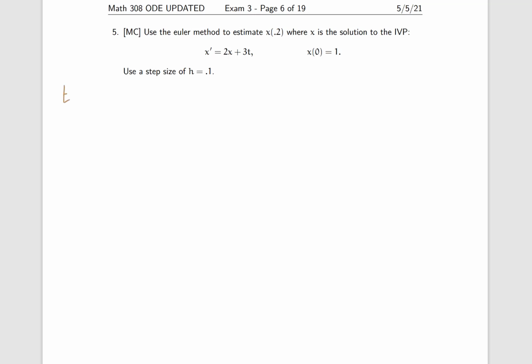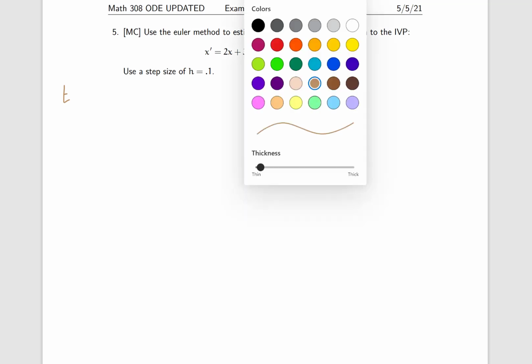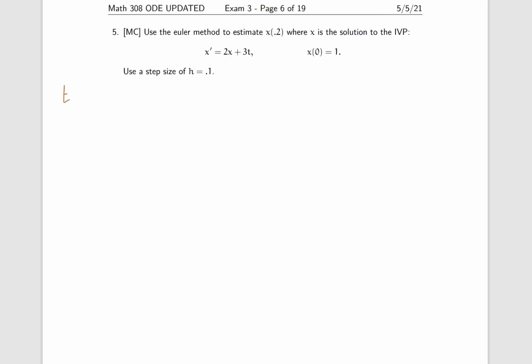T naught, let me use a different color from the last problem. T naught is equal to 0. That's the initial condition. That's always what T naught is. The step size is 0.1, so this means T1 is going to be equal to 0.1, and T2 is going to be equal to h plus T1, so that's 0.2.